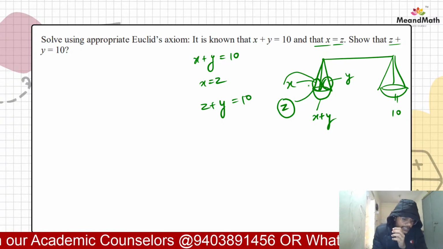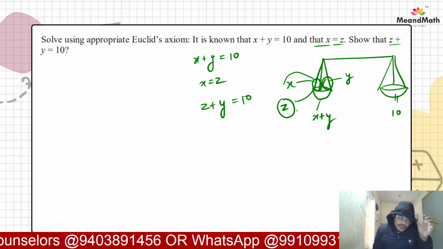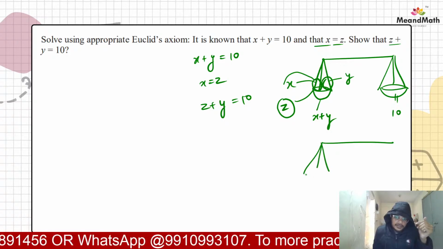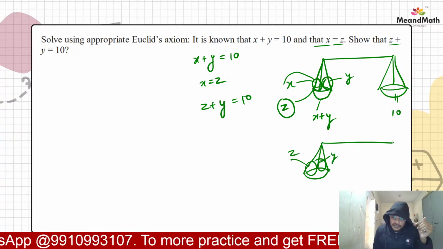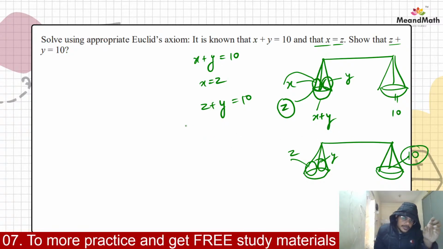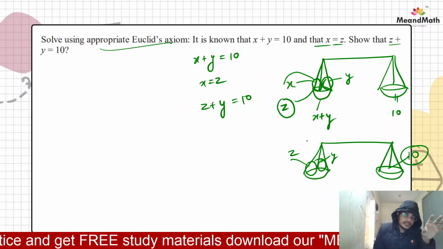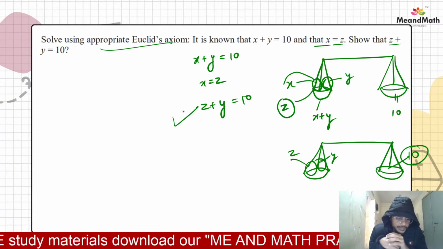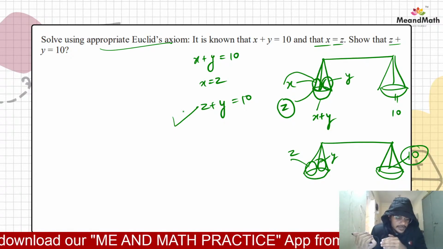No, it won't make any difference. Why? Because x and z weights are the same. That means if I replace x with z, so this is z and this is y, this should again be equal to 10. This is the same thing, using the appropriate Euclid axiom. This should be clear to you. You just have to replace x with z.